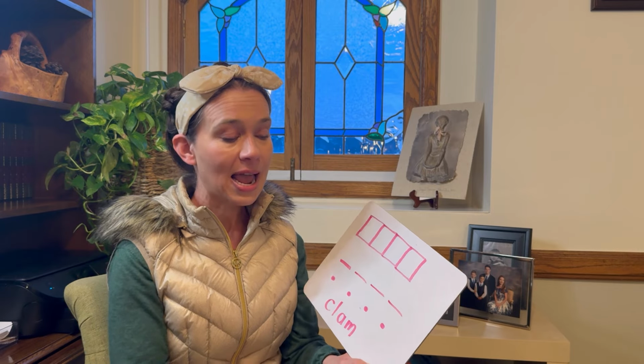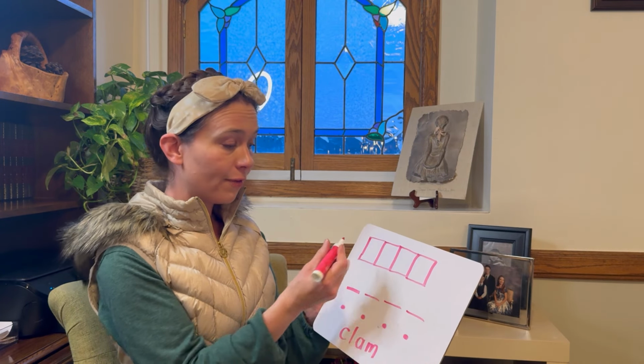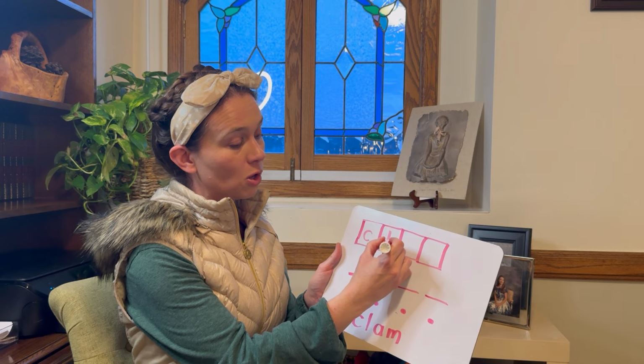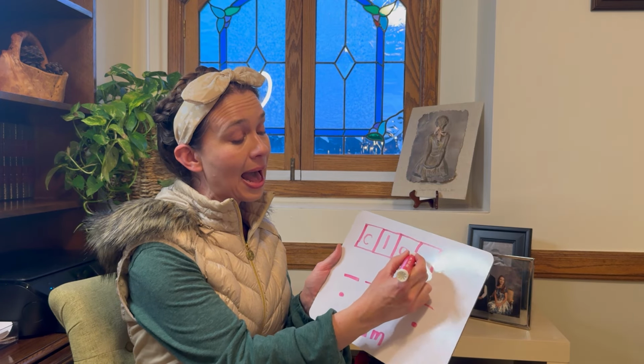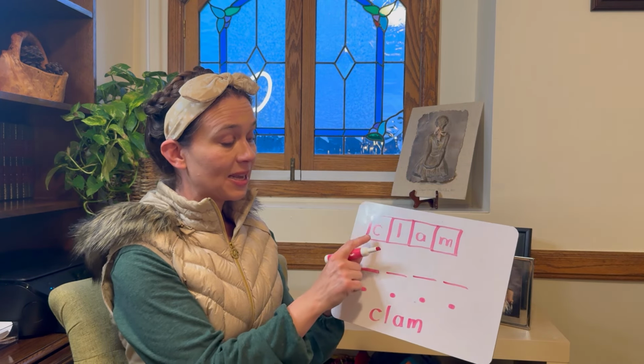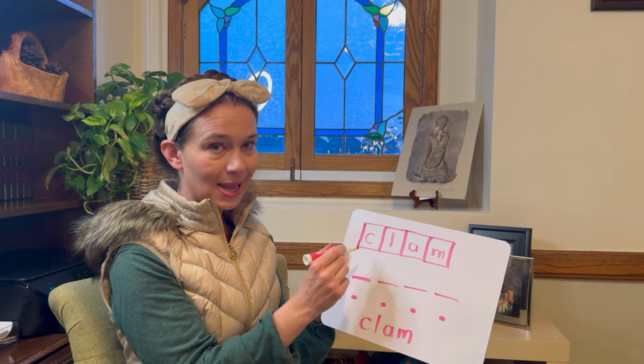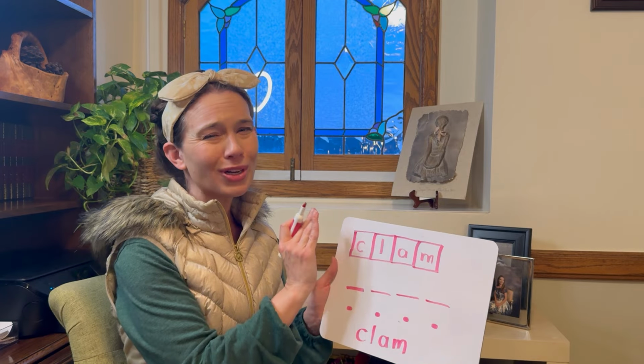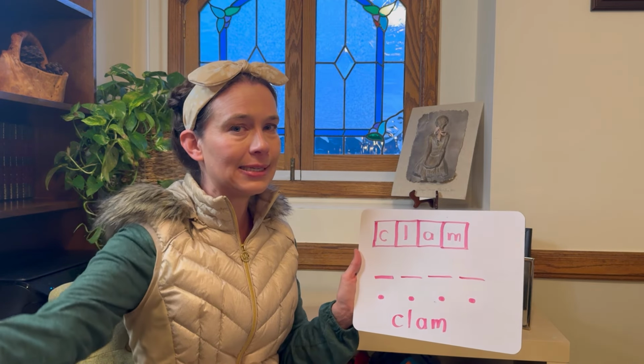Clam. All right, I heard a k at the beginning, so I would go ahead and write the C in the first box. K, ul, a. Because even though these are blended together, they still are saying k and ul. They don't work together to say an entirely different sound.